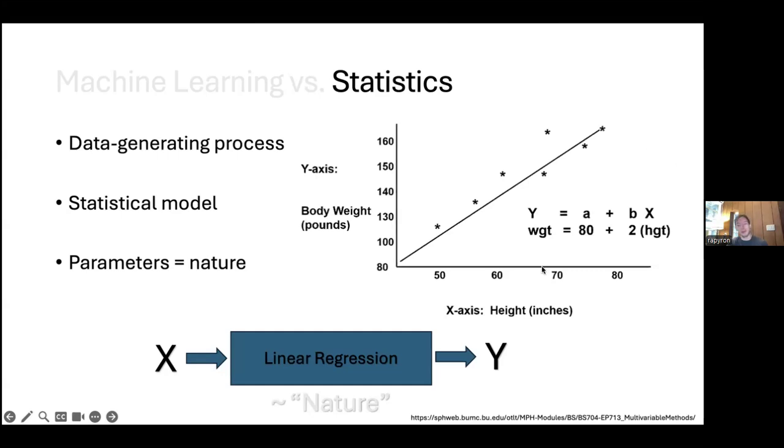So even if we just have a basic linear regression, something like height in centimeters, please excuse me, as a predictor, and then body weight in kilograms, the statistical model we fit, a best fit regression line, the parameters of that line, the slope and the intercept, contain information about the natural process. So this actually tells us something about the data generating process in nature.